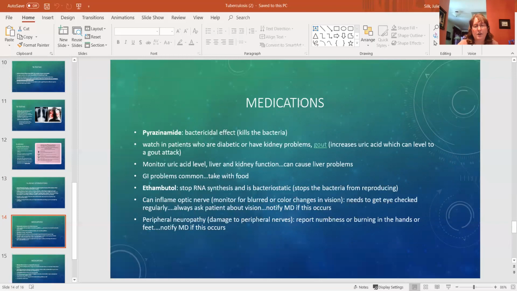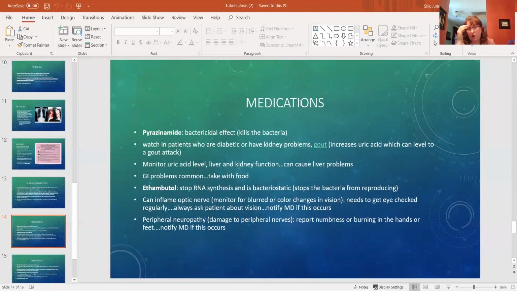So pyrazinamide is one of them. This has a bactericidal effect, so it will actually kill that bacteria. You're supposed to watch patients who are diabetic or people who have kidney problems when they take this. They may be more at risk for gout, so it's going to increase their uric acid in their body. So while they're on this, you should draw uric acid levels occasionally and also watch their liver and kidney function. Take it with food.